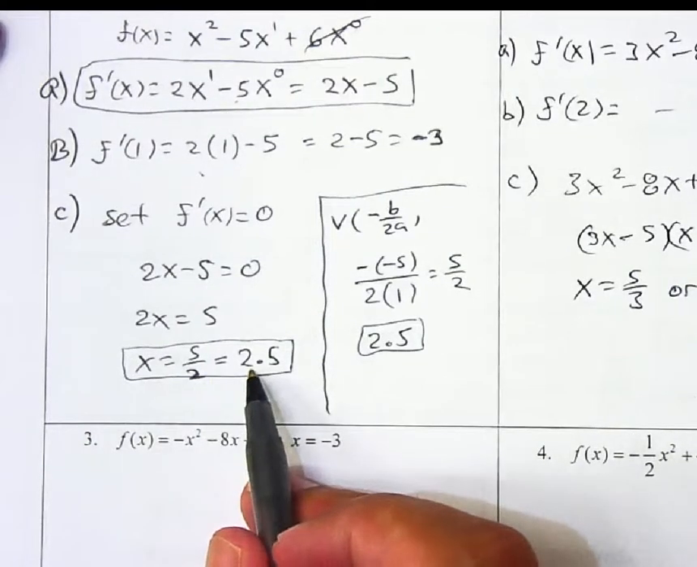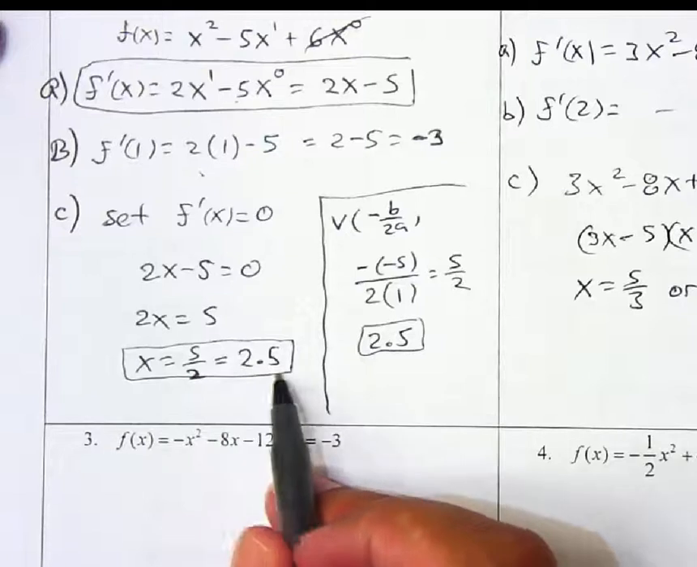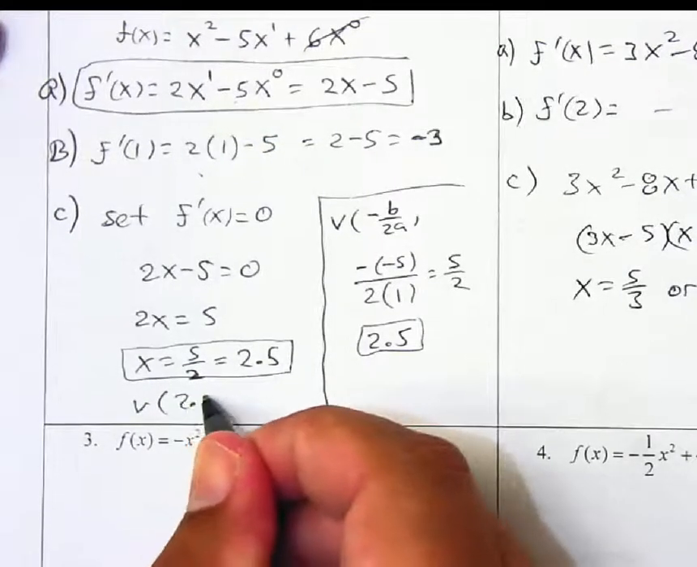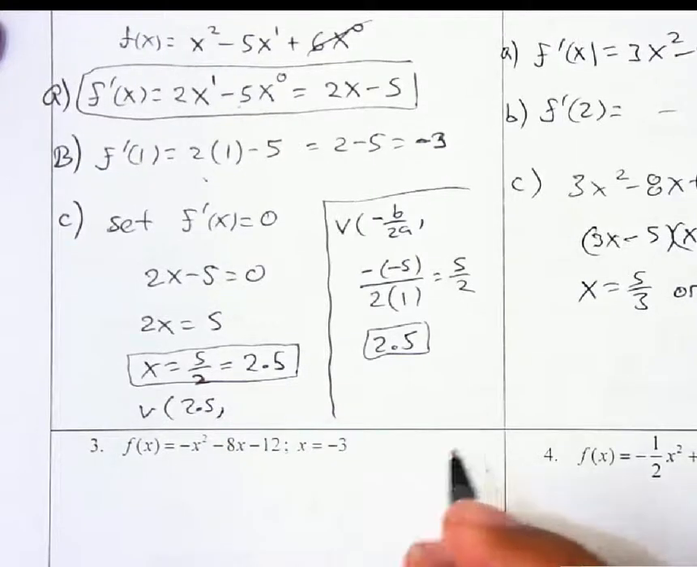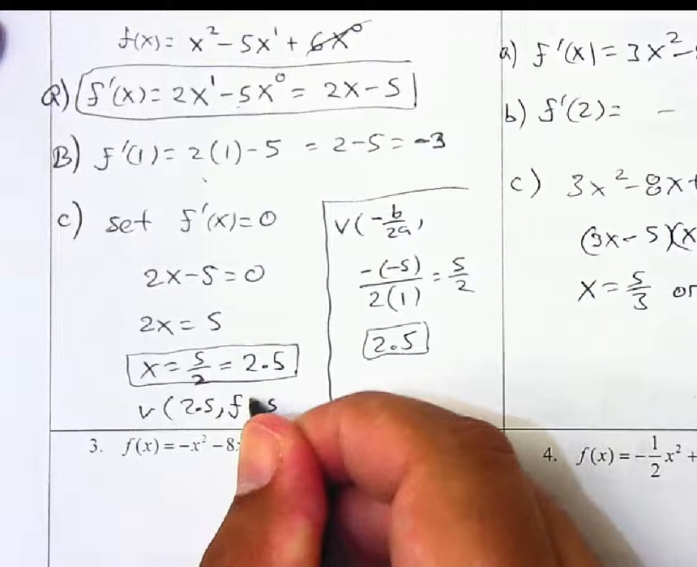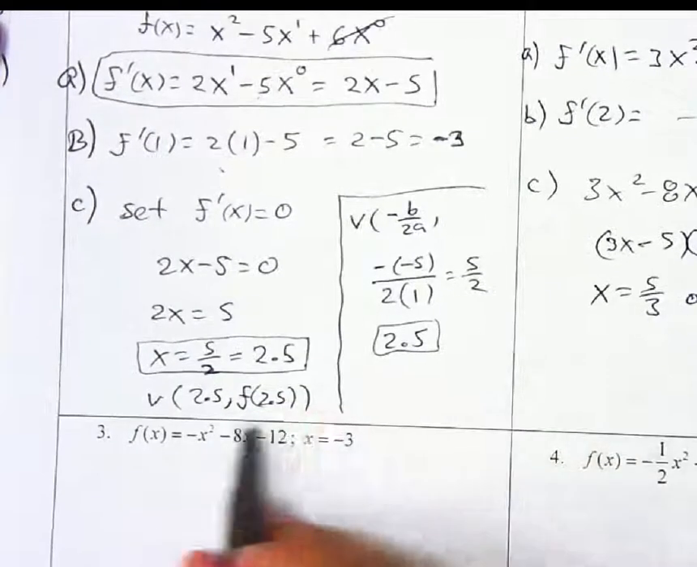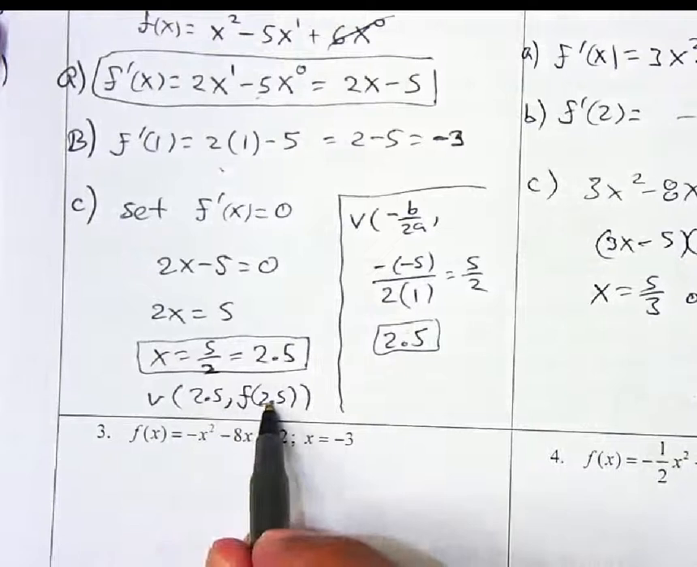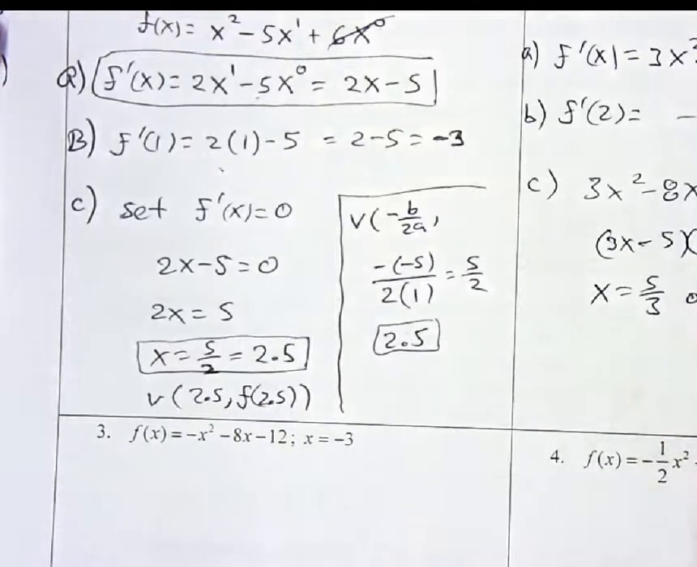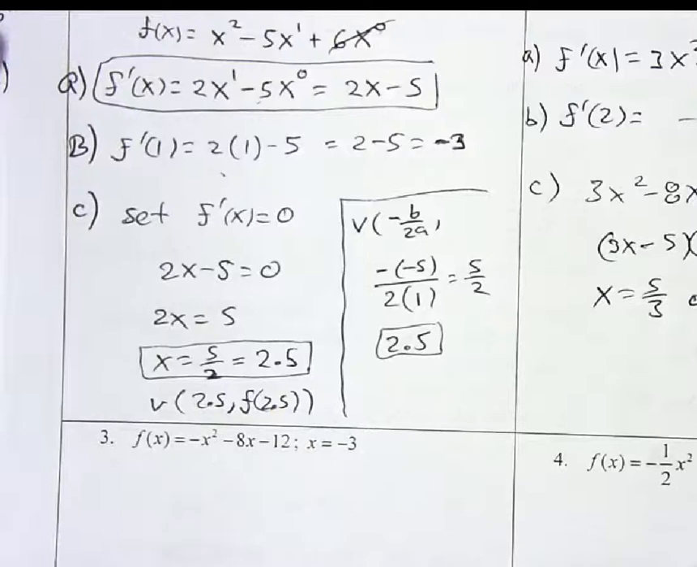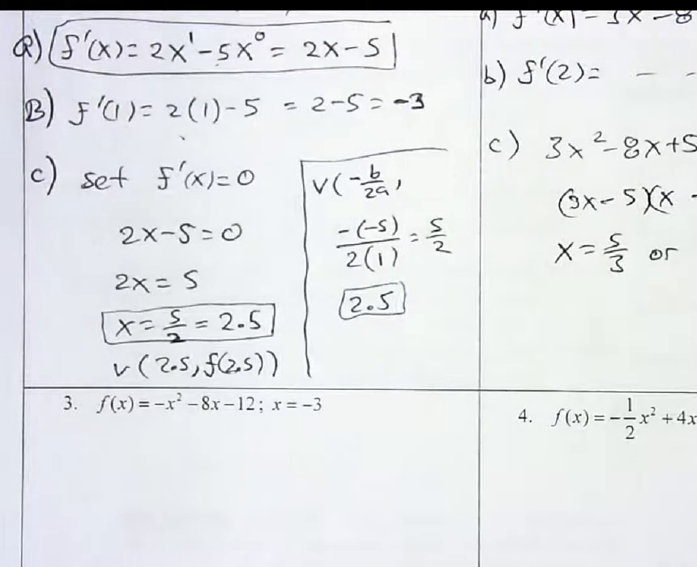Now, if you do want to find the complete solution, like the x and the y, or the vertex in this case, you take the 2.5 and you simply plug it back into the original equation, and then you get the complete solution with an x and a y. Now, in problems 1 through 8, I'm not asking for this y value, only the x value. Okay, so that's how you do problems 1 through 8.